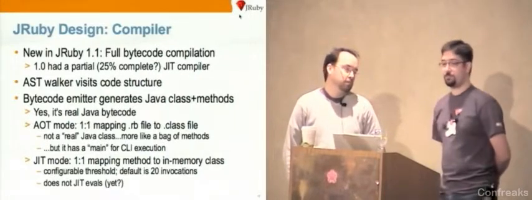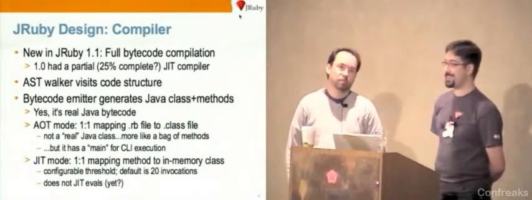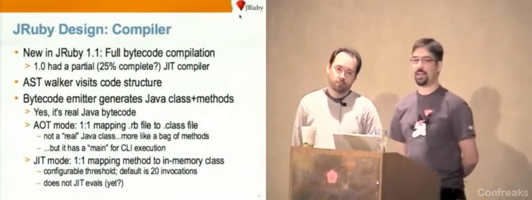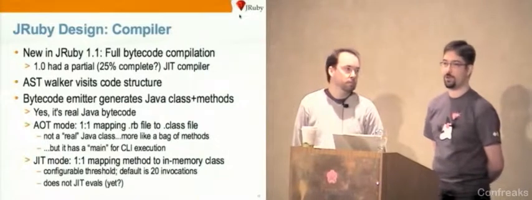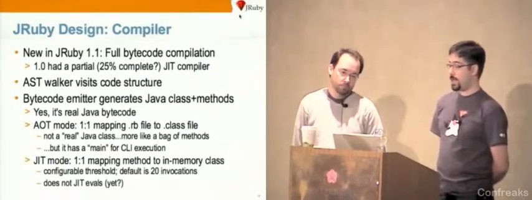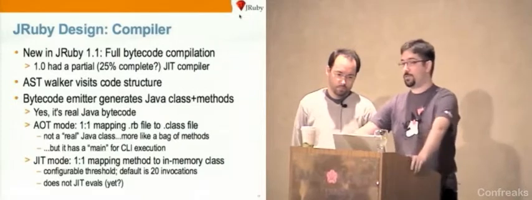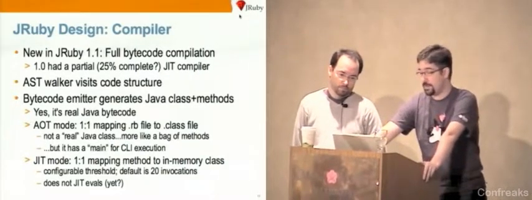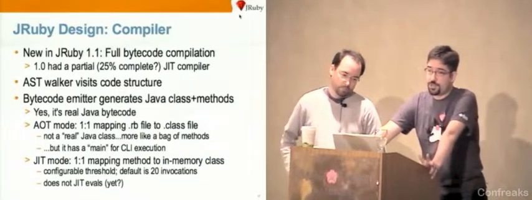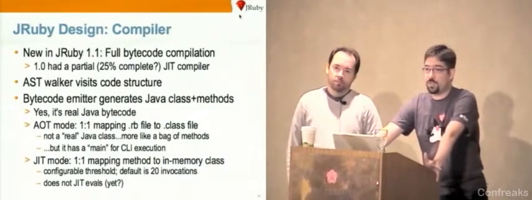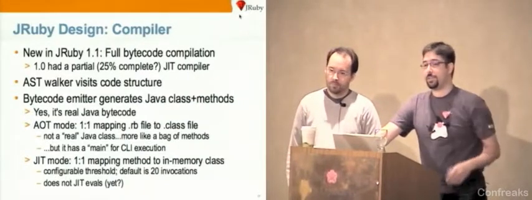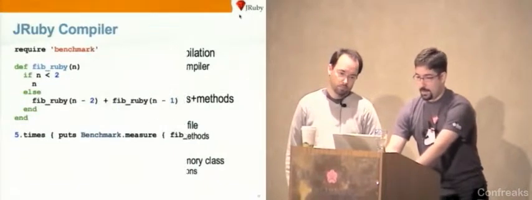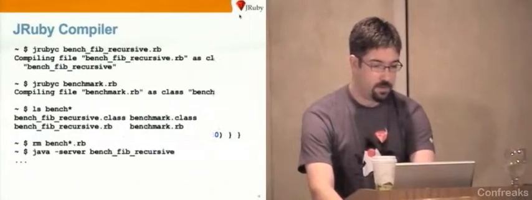It actually does emit standard Java bytecode. It's not really a Java class that you get out of it. It's more of a class that's sort of a bag of methods, and then those methods get bound into their appropriate places at runtime. In general, you can either use this in an ahead-of-time mode, where you compile it down to a class file, and then you've got your entire app pre-compiled, or you can just run the code and it'll eventually JIT while it's running. It'll run interpreted for a while, and the hottest methods will eventually compile down to bytecode and start running faster.